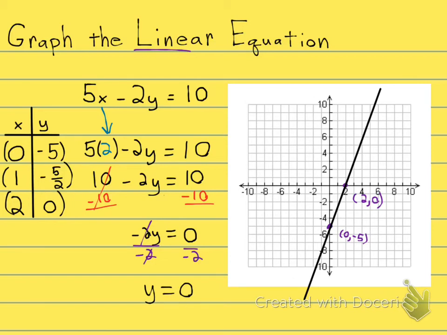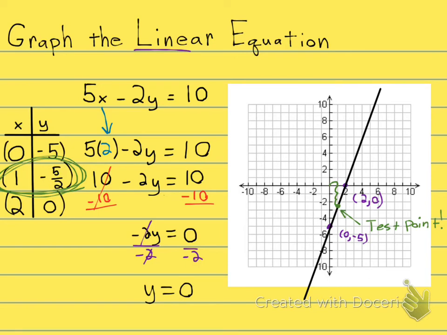Now, this third point, yes, it's a fraction, but I can use this to see if my graph is correct. This is my test point. 1 and negative 5 over 2. Well, that's going to be 1 to the right and down 2.5. Look at that. Right there. This is my test point. It is on the graph, and I can be confident that this line is correct, because my test point works out.